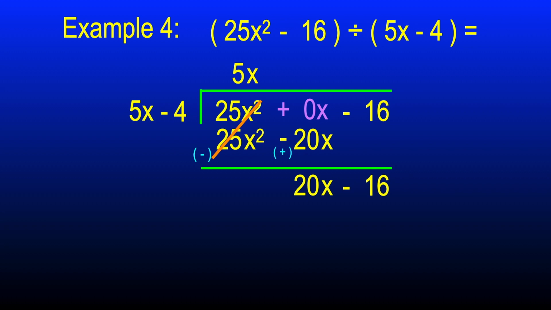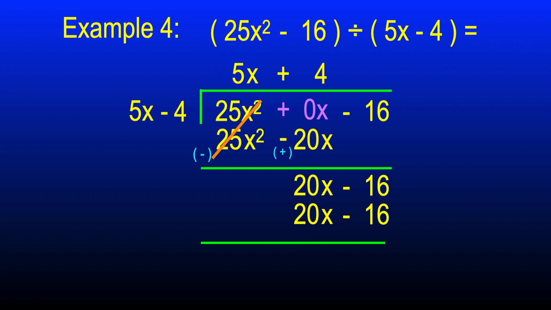Ayan. Then, balik na naman tayo sa first step. Divide. 20x divided by 5x, or positive divided by positive is positive. 20 divided by 5 is 4. Then, x divided by x is 1. 1 times 4 is 4. Kaya 4 na lang ang nakasulat dun sa taas. Wala na si x. And then, multiply twice. 5x times 4 is 20x. Negative 4 times positive 4 is negative 16.